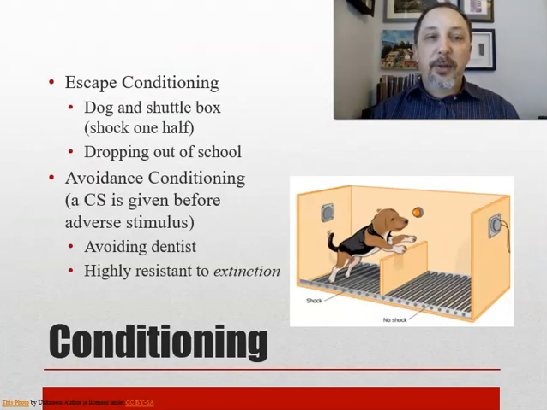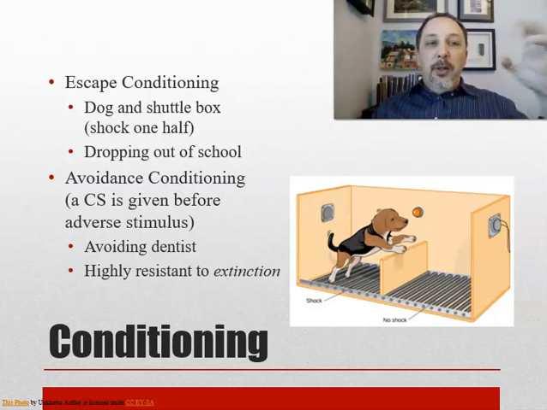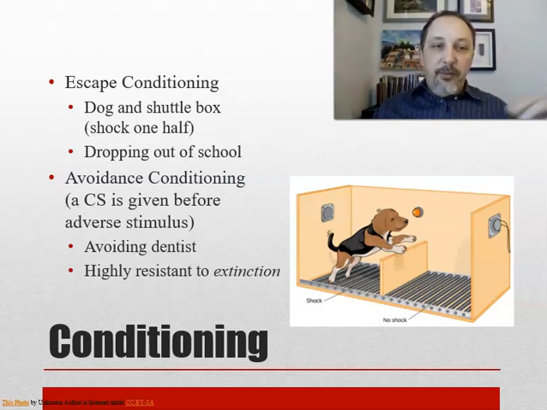Now here is our example again with the dog in the shuttle box, where you shock one half. You put the shock on only the part where the dog is, and the dog's going to jump over. Think about how powerful this is. They turn a little light on to warn the dog the shock is coming. So this is a classical conditioning thing. Light goes on, dog gets shocked. The next time the light goes on, that dog jumps over to the other side before the shock happens.